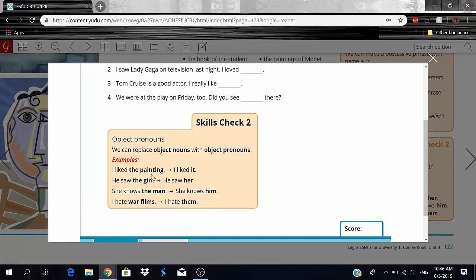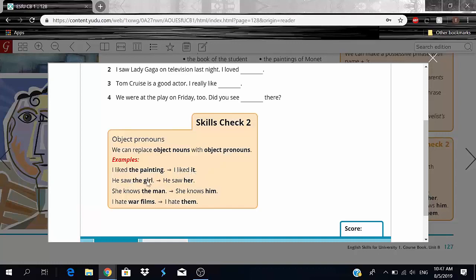I like the painting, okay? Instead of saying I like the painting, I could say I liked it, okay? Or if you're going to mention the painting multiple times in a paragraph or when you're talking, you don't need to say the painting every single time. We talked about this, okay? So object nouns, nouns that are in the place of the object, we can change to object pronouns. So pronouns that are in the object place. So I like the painting, I liked it.